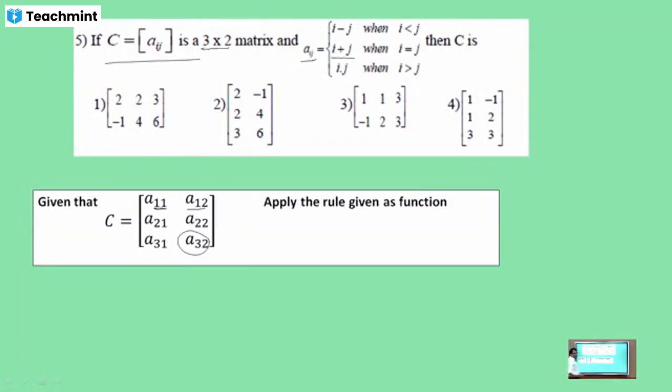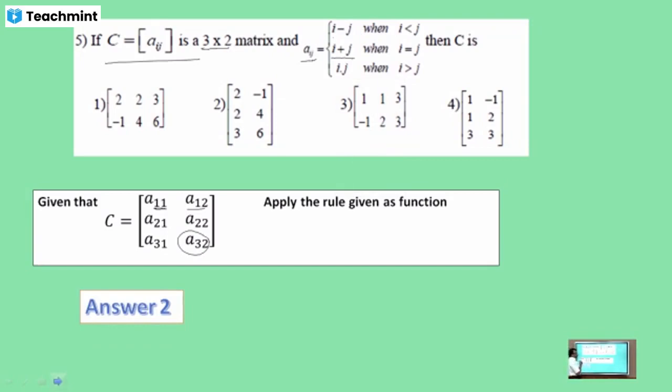Now when A12 comes, what happens? When i is less than j, we must use the first condition. Then A21: i is greater than j. When i is greater than j, which condition should we use? We must use the last condition in the function. If I use that, I will get the second one as the option.